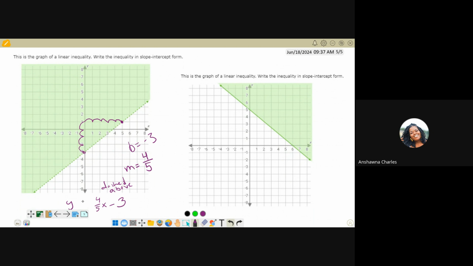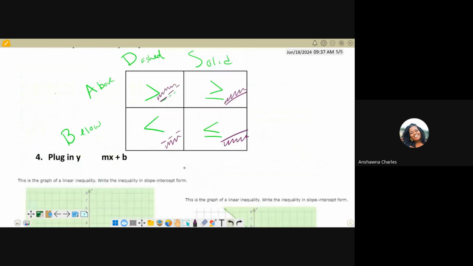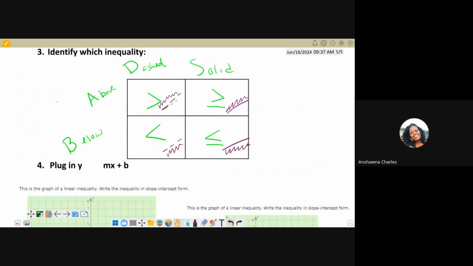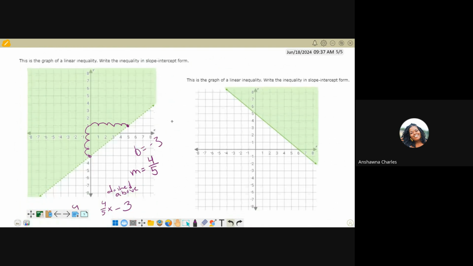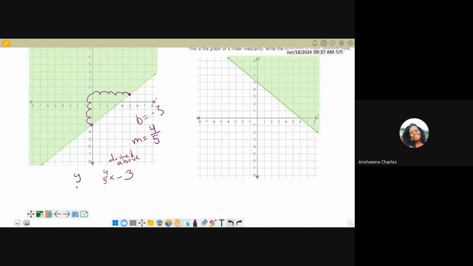I do need to figure out the inequality though. So I look at my symbols up here and look for the one that's dashed and above. I'm going to bring it back. What's this one? Dashed and above. It is greater than. So that's the one we are using because that's what we were looking for. Dashed and above. And then that will be our answer.